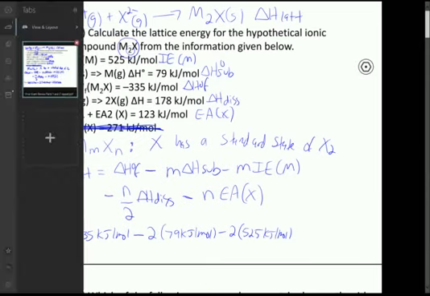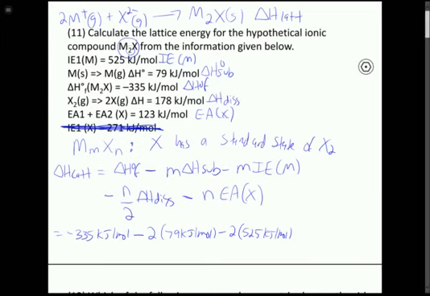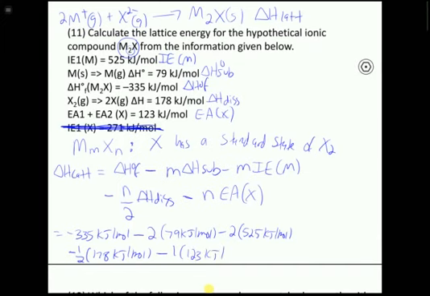And then for the nonmetal, we have N over 2. We only have 1 X, so this is going to be minus 1/2 times the dissociation enthalpy, which is 178. And then minus 1, there's only 1 X, so we again just modify that by N, which is 1 times the electron affinity, which is a positive number in this case, because it's really a sum of 2, 123 kilojoules per mole. And so when we add up all these negative numbers, we get minus 1755 kilojoules per mole.